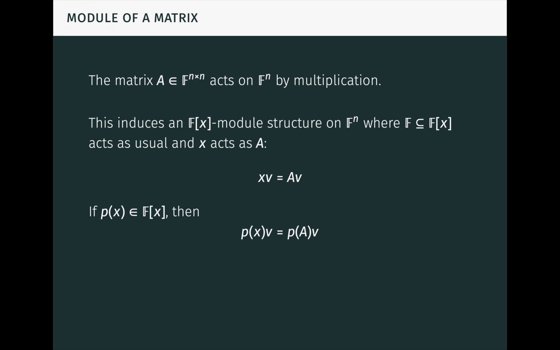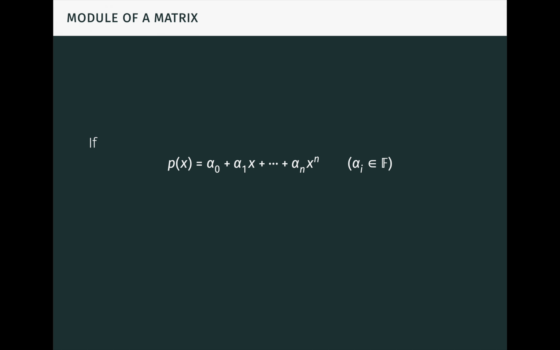More generally, if p is a polynomial in x, then in this module p(x) times a vector v is p(A) times v, where p(A) is the result of substituting the matrix A for the indeterminate x in p. We write this module as F^n_A to highlight the dependence on A. As a reminder, if p(x) is the polynomial seen here, then p(A) is the matrix seen here, where the powers of A are powers under composition.